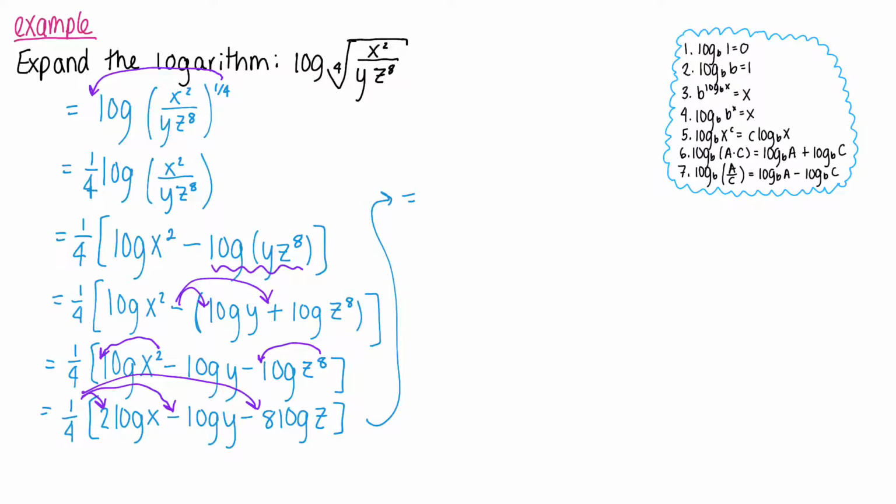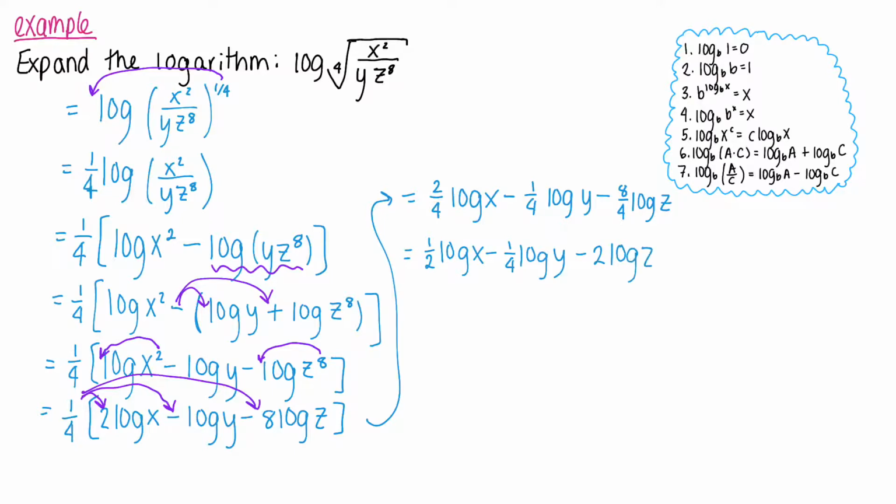So 1/4 times 2 is going to give us 1/2. So maybe I'll write it as 1/4 times 2 is 2/4. Maybe I'll write it as this and then simplify so that there's no confusion on where things are coming from. Minus 1/4 log y minus, this is 8 times 1/4, so 8/4 log z. 2/4 is the same as 1/2, so 1/2 log x minus 1/4 log y minus 2 log z. And that is our final simplified answer there.